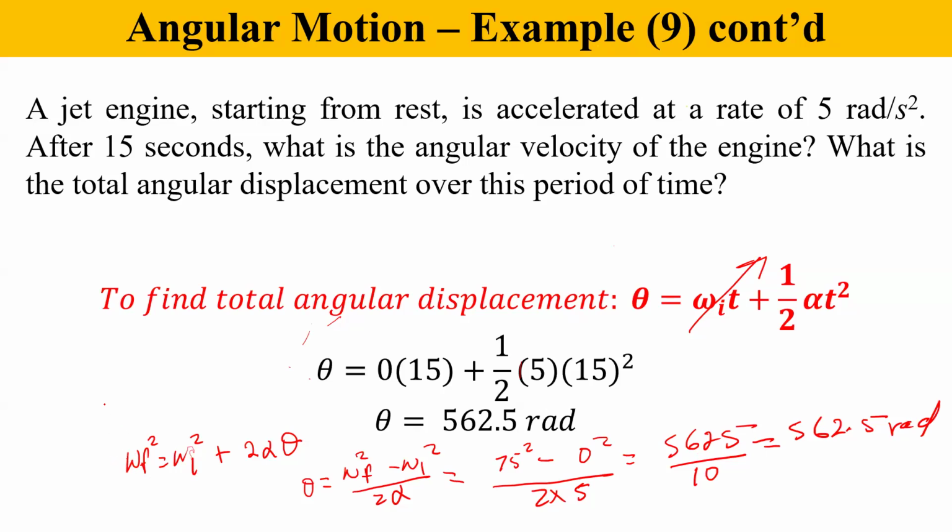Same as the linear one. The linear one would have been v squared is equal to u squared plus 2as. But the difference is a is alpha in this one, and distance here is theta. So it's the same thing. So this formula could have been used too, either that one or the same one that we have here: theta is equal to omega t plus half alpha t squared. So it's your choice. Let's move on.